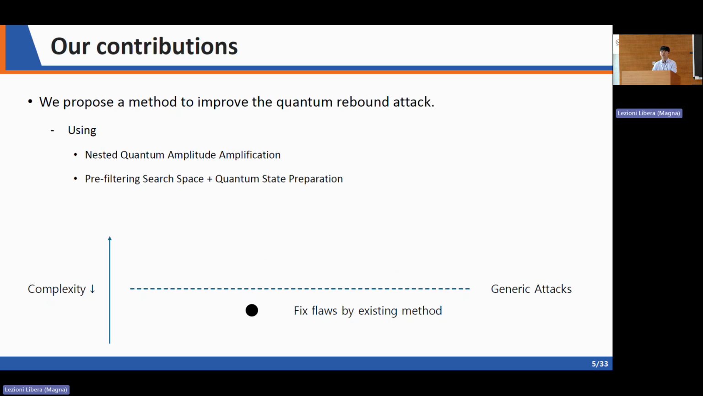so to improve the quantum rebound attack, we use nested quantum amplitude amplification, pre-filtering search space, and quantum state preparation. As a result, we make the attacks more efficient than generic attacks again.